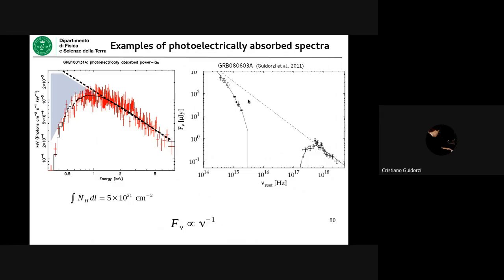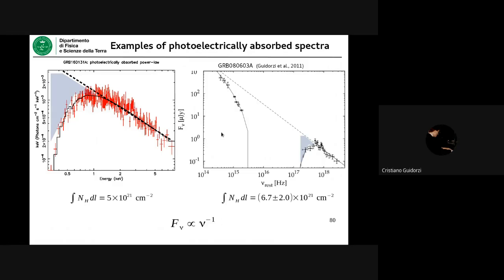You see, the dashed line again is the power law spectrum that you would measure in the absence of photoelectric absorption. The absorption that you see here is due to dust, but this is completely different stuff. So let's focus on the X-ray part of the spectrum. Again, you see this lack of radiation due to absorption through the photoelectric effect. You can again estimate the column density, which in this case is more or less similar to the column density that we got in the previous example.